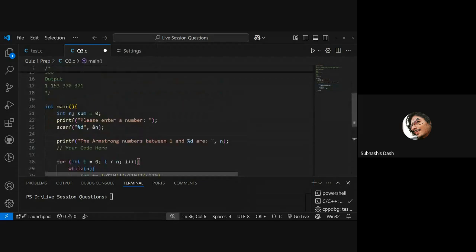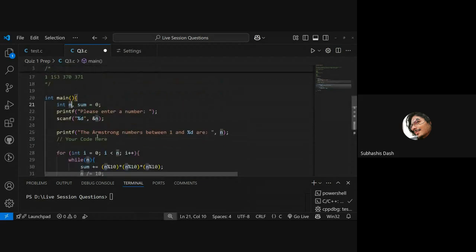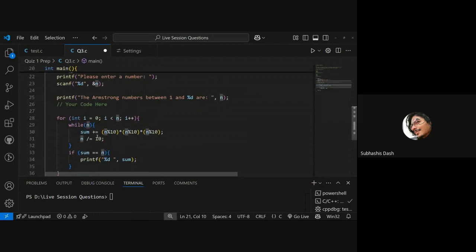Now one thing that we have to do is we have to change these n's all to i's. Can you tell me why?